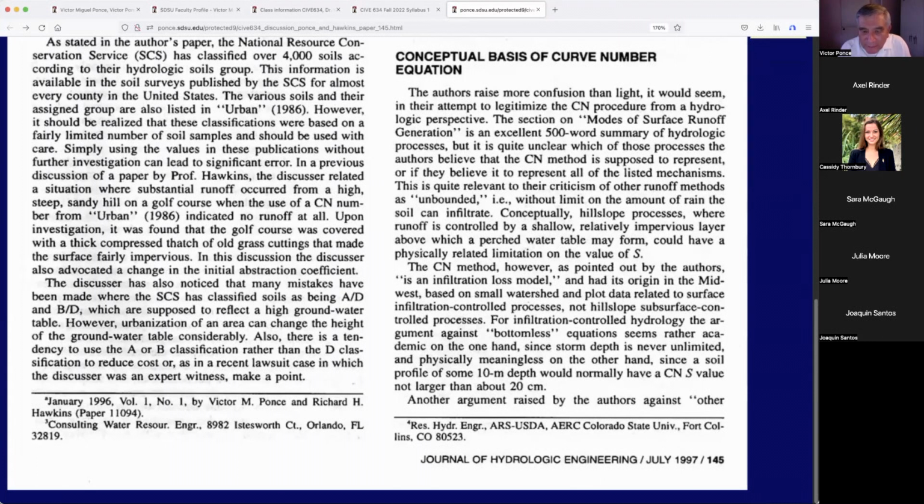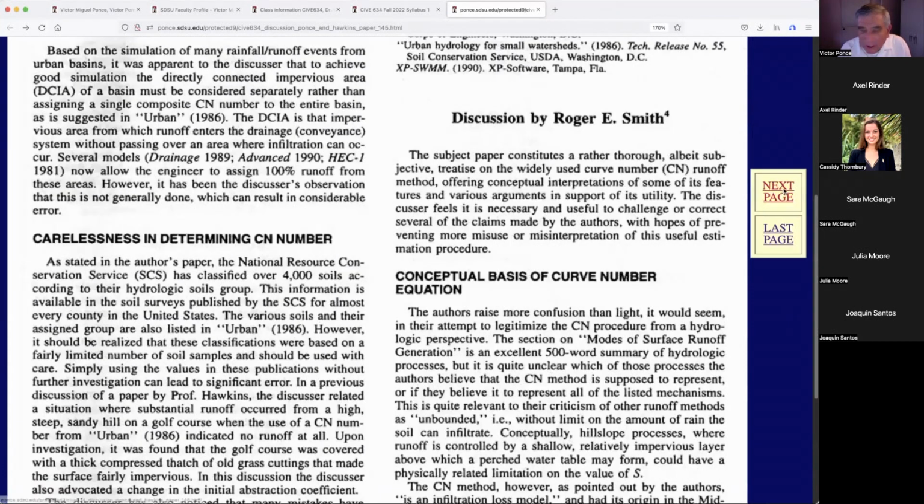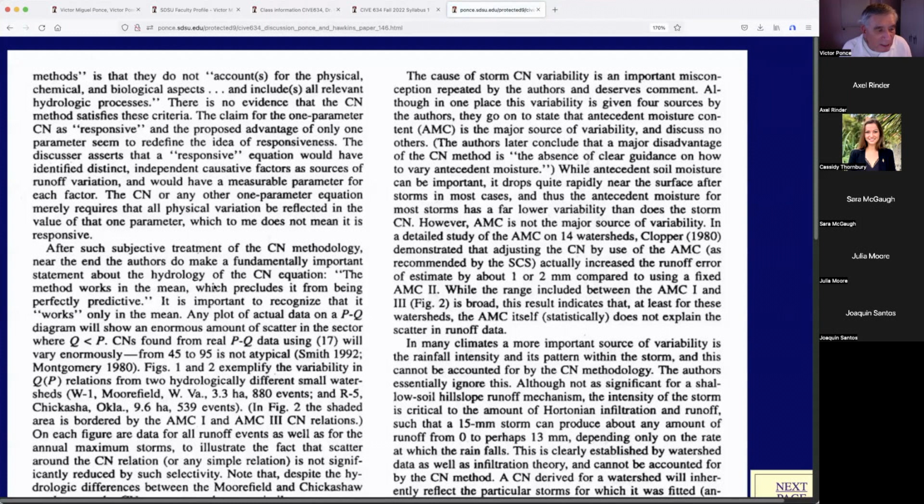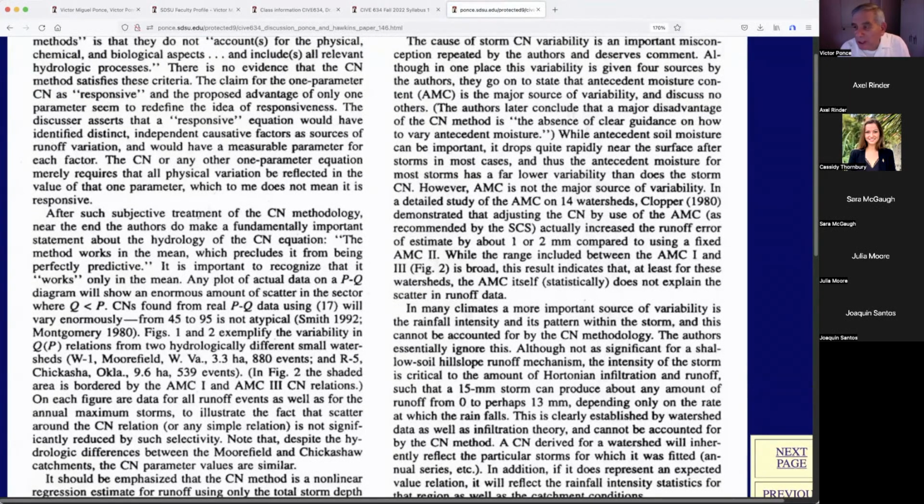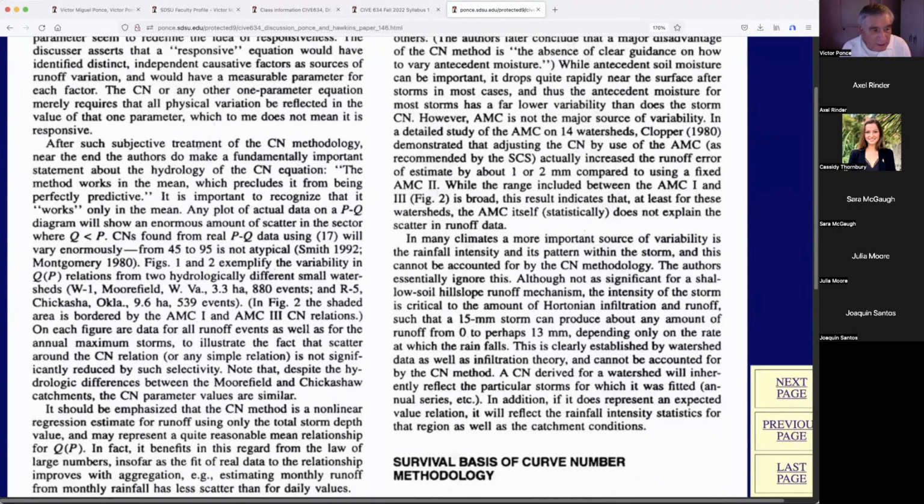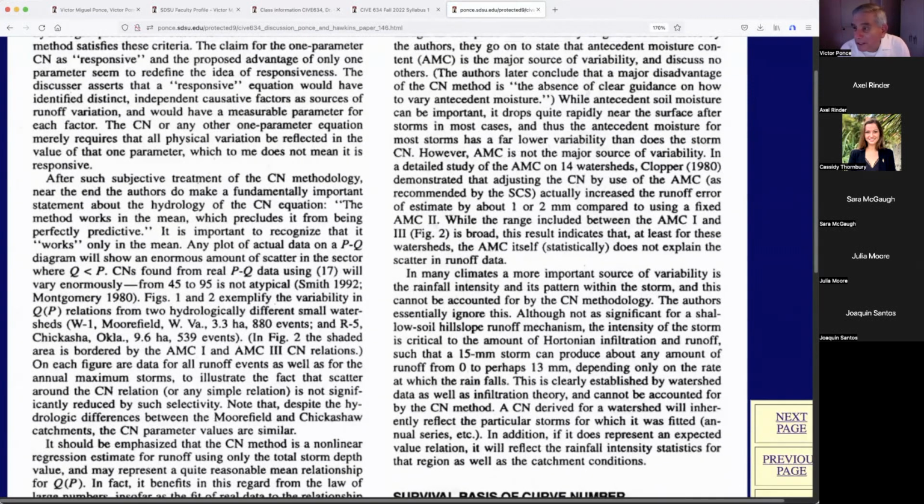But let me just go on to the next page, because it is over here that, okay, he basically says that the curve number method is not responsive because it only has one parameter, and his method has three parameters, so therefore it's more responsive. Well, that's true. That is true. Okay. I could argue with that.